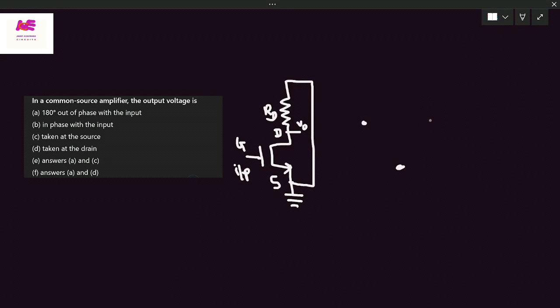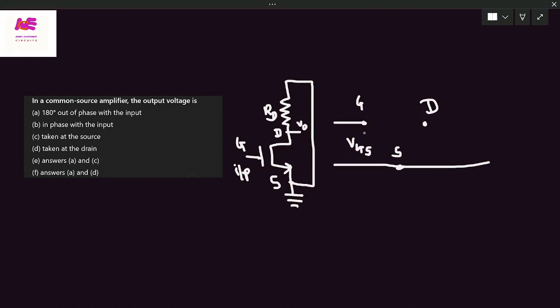I am considering three terminals. This is gate, this is source, and this is drain. This is the gate terminal of the MOSFET, and we are applying the input voltage with respect to the source. This is the input voltage, and this voltage is nothing but the VGS voltage. We know that this is the drain terminal, and we are measuring the output voltage with respect to the source at the drain terminal.